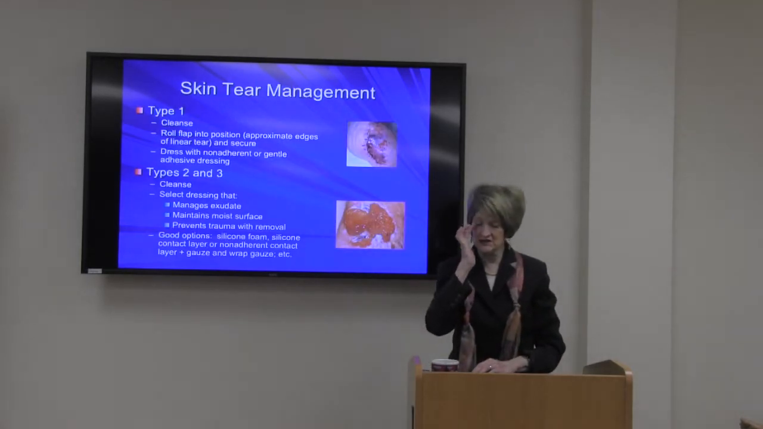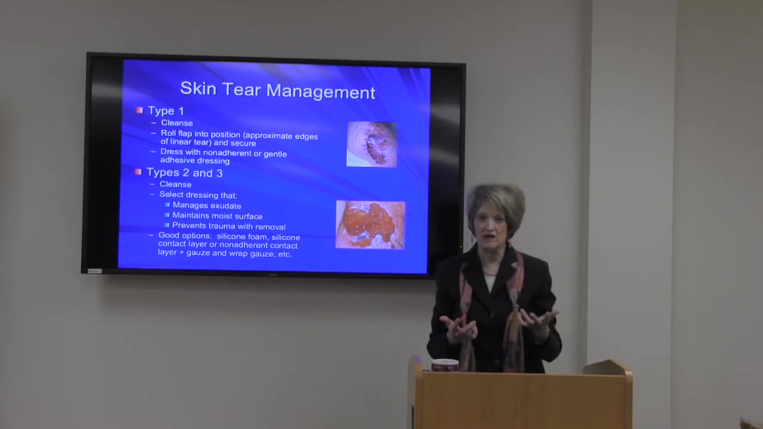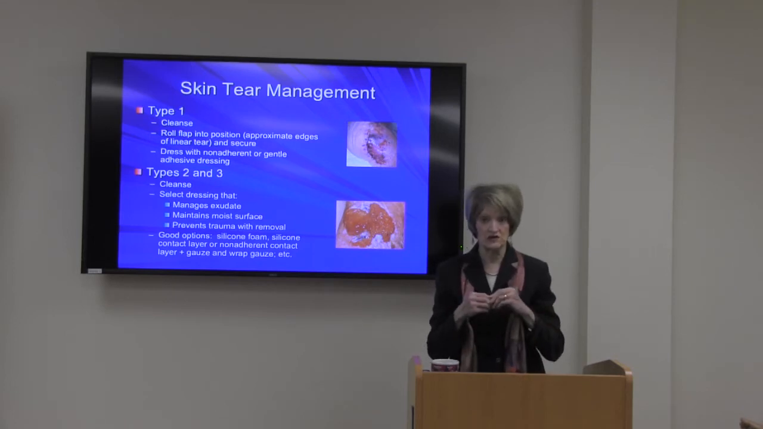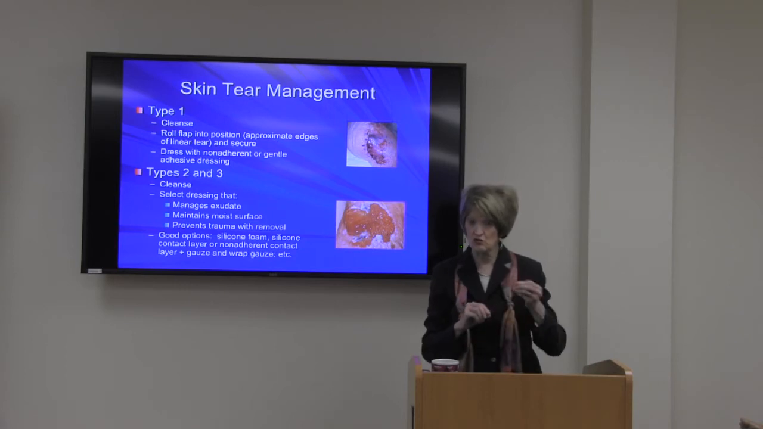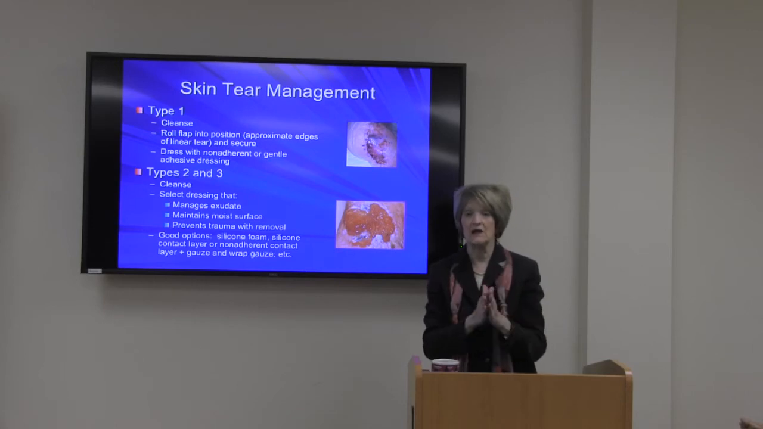How about managing skin tears? Well, if it's type 1, you don't really have skin loss, but you have a very vulnerable area. So here you want to, of course, cleanse the wound. You want to roll that flap back into place, approximate the edges. You can secure the approximated edges with little steri strips to hold the skin in place.